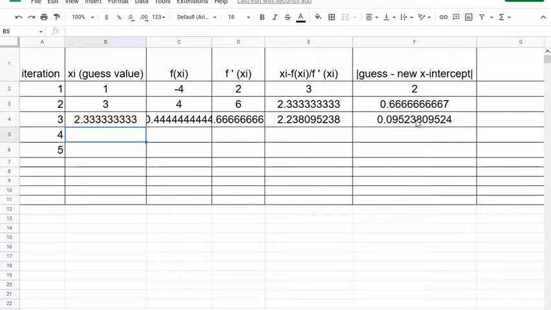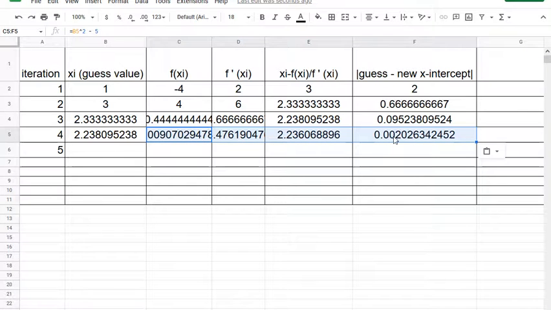The difference here is still too large, so we want to go to iteration 4. So equal, and this time the new guess value of the fourth iteration will be the x-intercept of the third tangent line, which is in cell E4. So this will be equal E4. And again, we want the process to start all over again, so highlight and then Control C, and then click on this cell and then Control V.